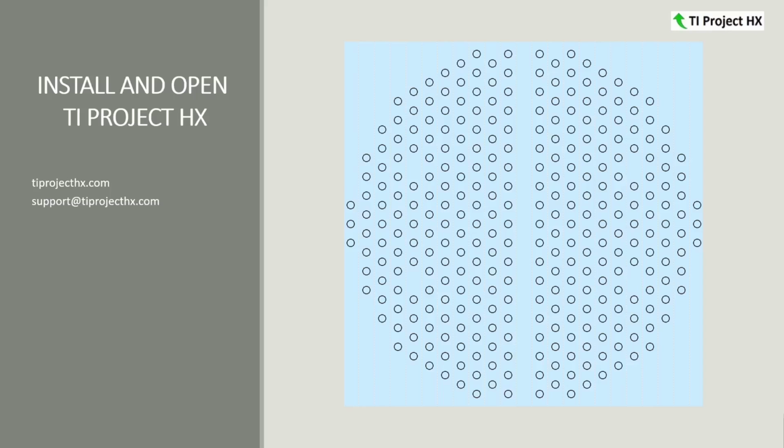This is a brief video presentation to guide the user through the download, installation and opening process for the unrestricted version of the application. An additional resource on this topic can be found on the resources page of the website. This is a PDF document named TI Project HX Installation and Opening Guide. This guide provides some additional information about the file structure of the application and some recommended Excel and Windows settings.